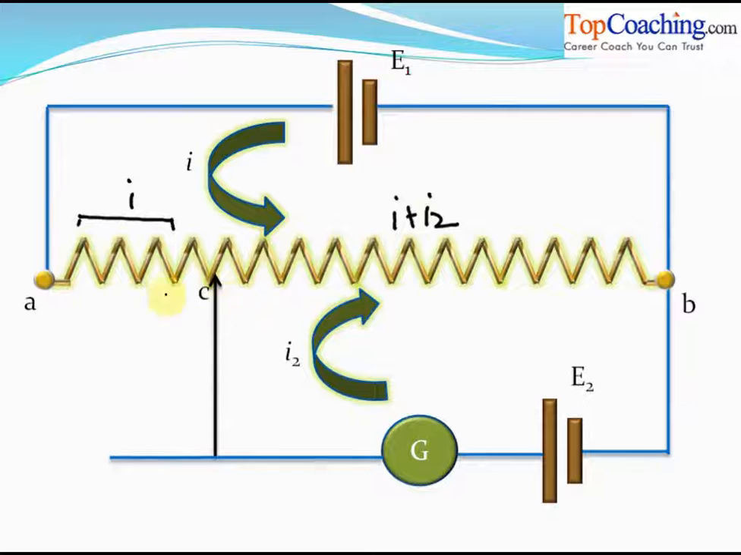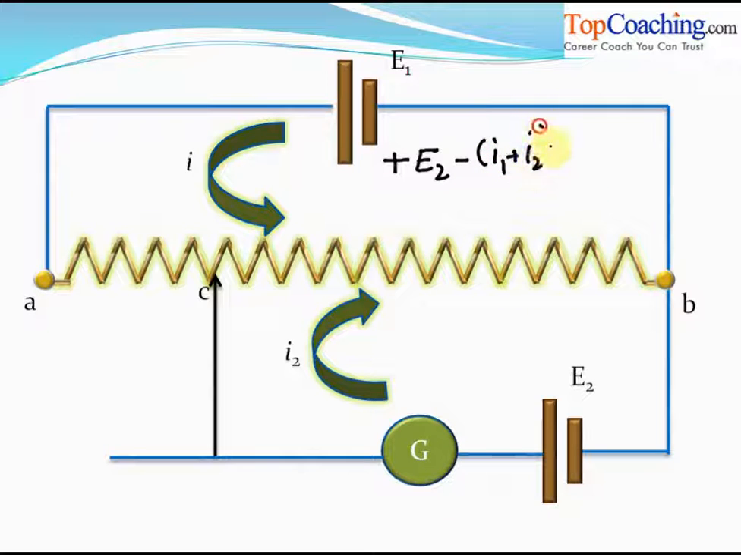Now we keep moving the jockey from A to B until we obtain zero deflection in the galvanometer. When there is zero deflection in the galvanometer, what that means is I2 is zero. And when I2 is zero, you can say that the only current in CB is I. In fact, the only current in AB is I. Why does I2 become zero? I2 becomes zero because if you apply Kirchhoff's law in the second loop, you will see that E2 minus (I1 plus I2) into RCB, the resistance between the points C and B, is clearly zero, isn't it?